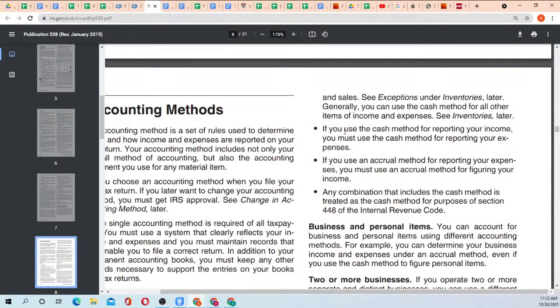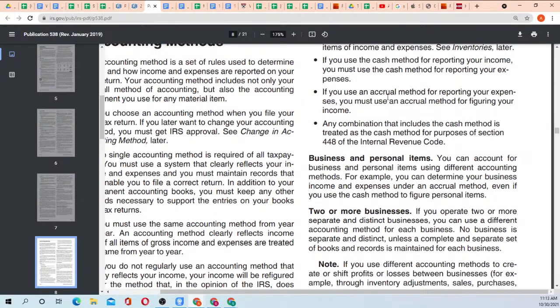Okay. If you use cash method for reporting your income, you must use the cash method for reporting your expenses. So your income and expenses should use the same method. You cannot use accrual method for your expenses so that you recognize them as soon as you can, and then use cash method for your revenues so that you can postpone revenues as far as you can. So your revenue and expense methods must match.